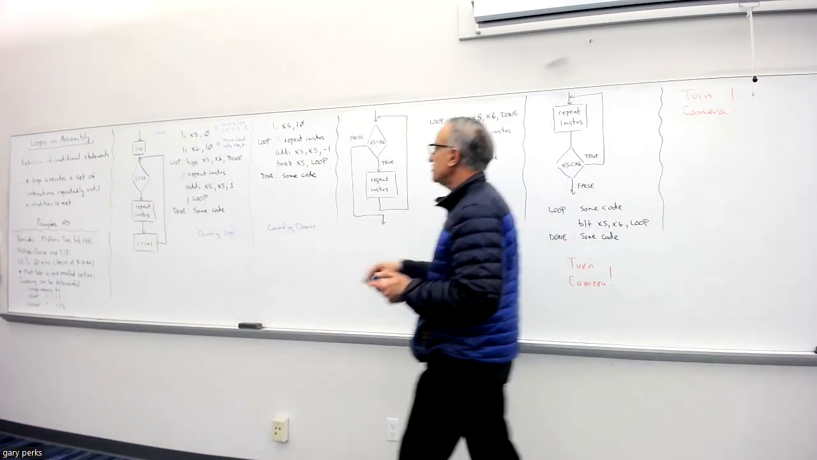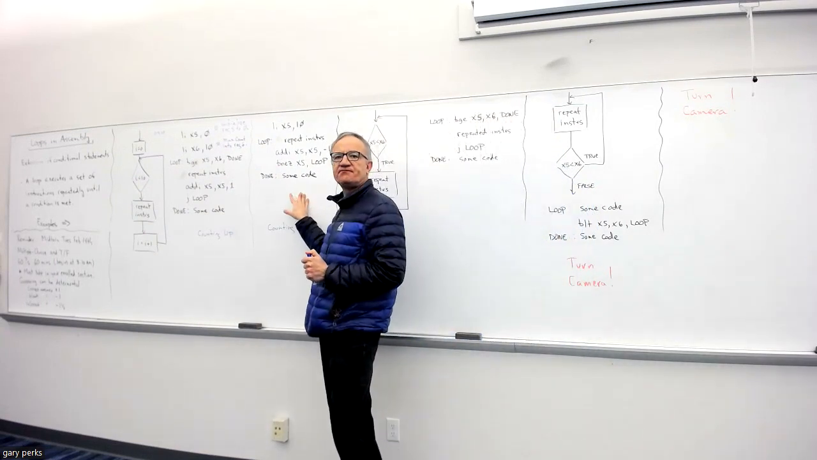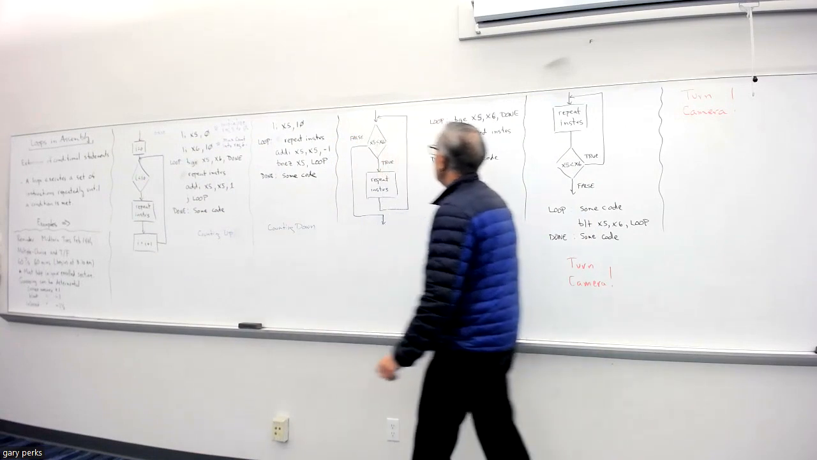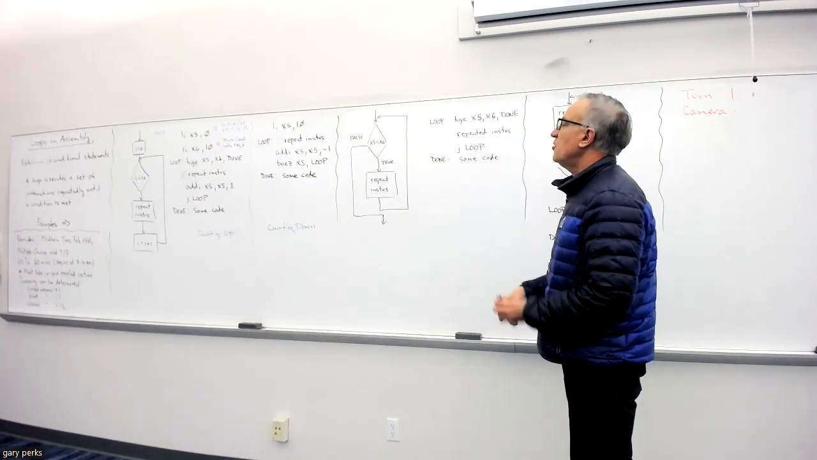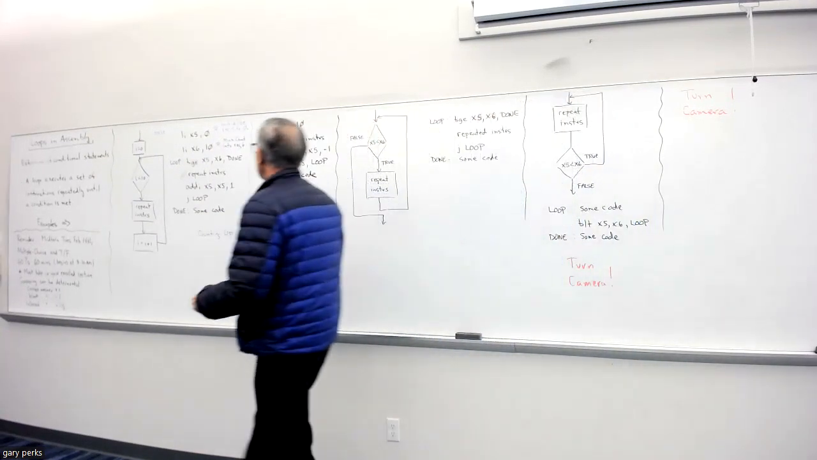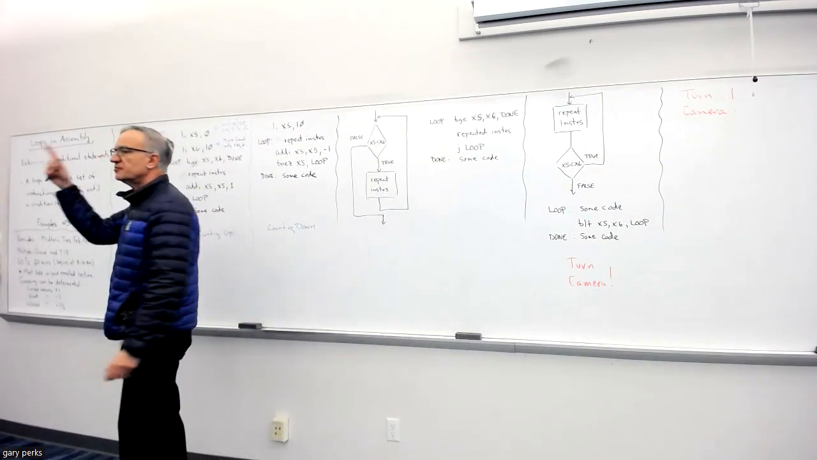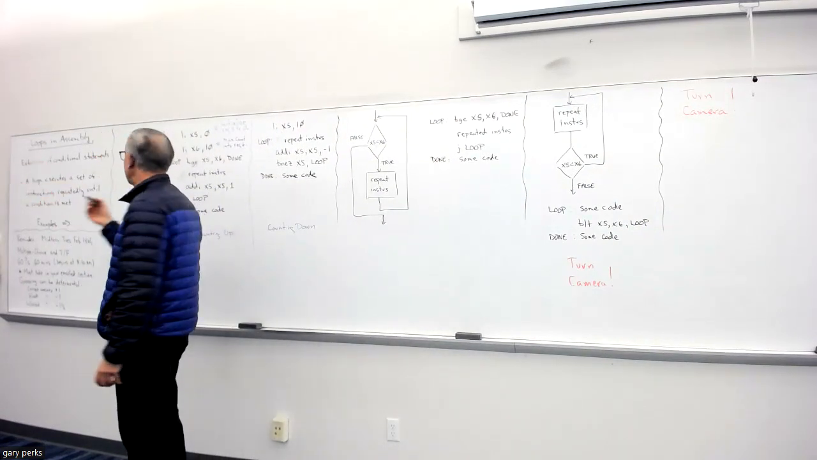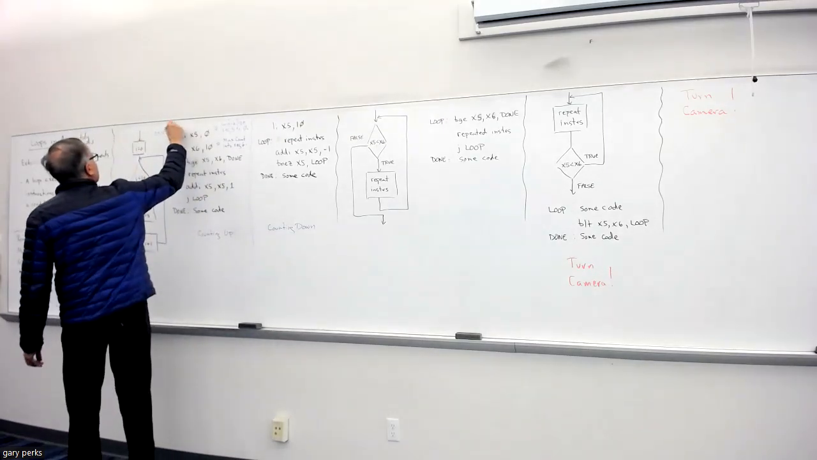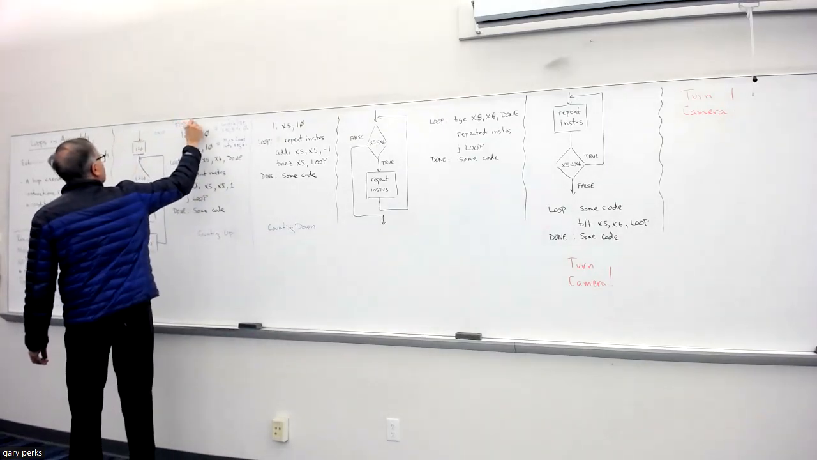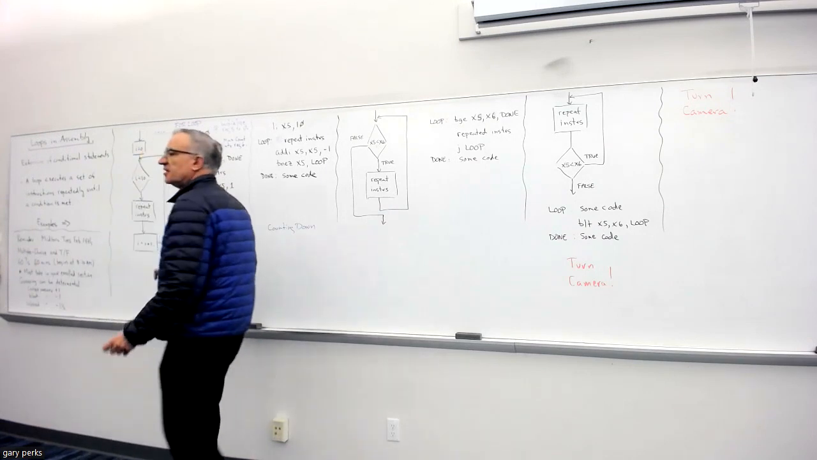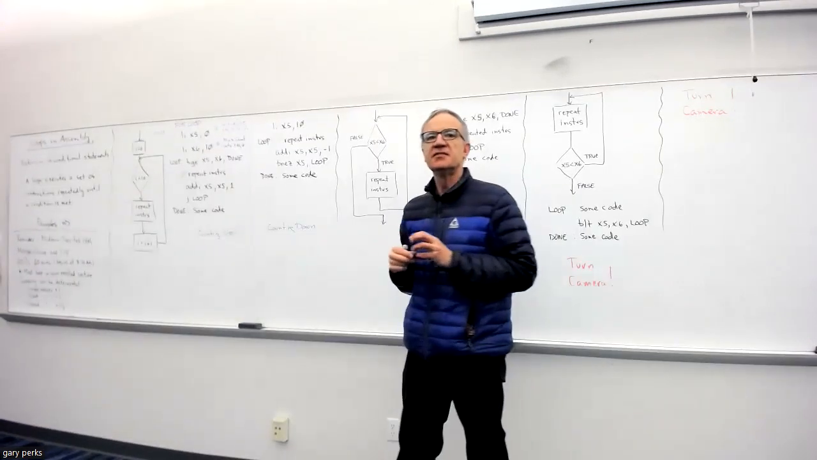Okay, any other questions up to this point? Okay, here's another example. Oh, and if you had done loops in another programming class, you might have heard of the for loop. So this is basically a for loop in assembly.